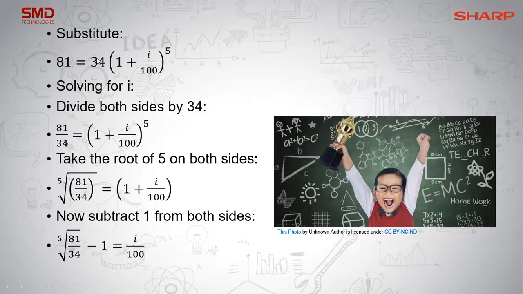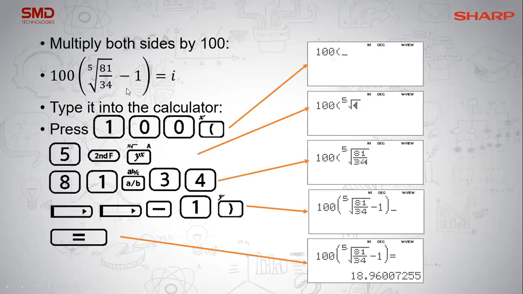So it's 81 is equal to 34 times (1 plus I over 100) to the power of 5. So now we need to get I by itself. So we're going to divide both sides by the thing outside of the brackets because that's on its own. And so we have a ratio over here, which is a good sign because we're looking for a rate. Take the 5th root on both sides. So here you can see the 5 has disappeared. And then of course you have to subtract 1 from both sides. So now we have I over 100, and then I've just multiplied it by 100 so that I can get a final interest or final rate. And then of course we just type this all into the calculator.